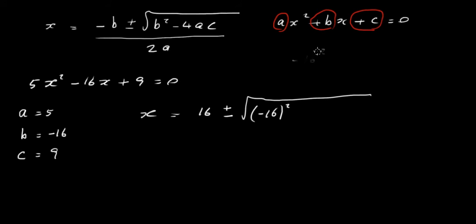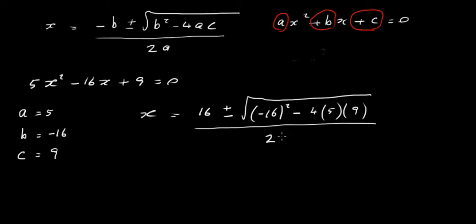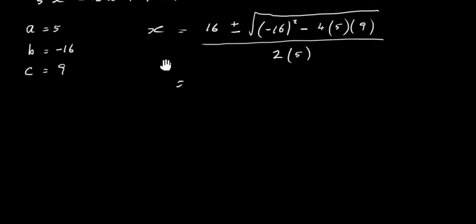Okay, so let's have a look then at the rest of it here. We've got a minus 4ac, so it's going to be minus 4 times a here, which is 5, and c here, which is 9. Again, put them in brackets. Underneath here we've got twice a. Twice a here is 2 times 5. So let's just work all of this out then.